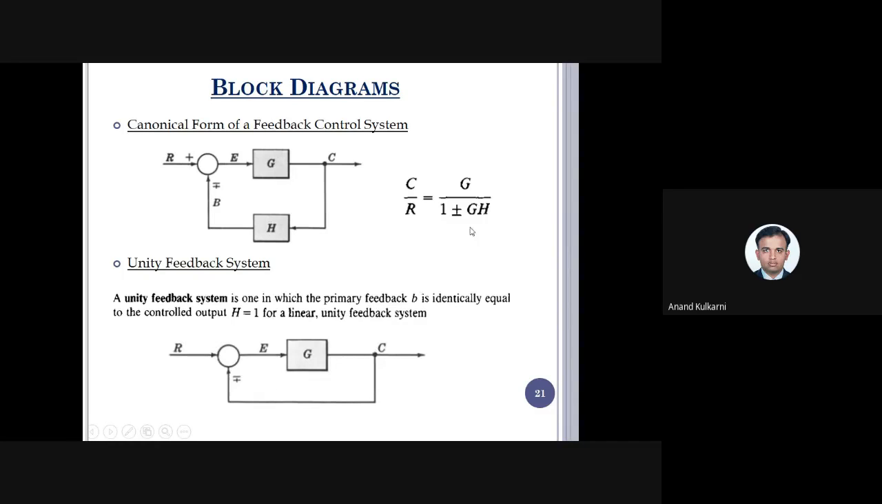So for this unit feedback, if I want to write, we write C by R is equal to G divided by 1 plus or minus G, because H is equal to 1. So remember, for a unit feedback signal, we write the transfer function as C by R is equal to G divided by 1 plus or minus G, because H is equal to 1. So don't get confused. If there is nothing written here, it will be considered as 1.